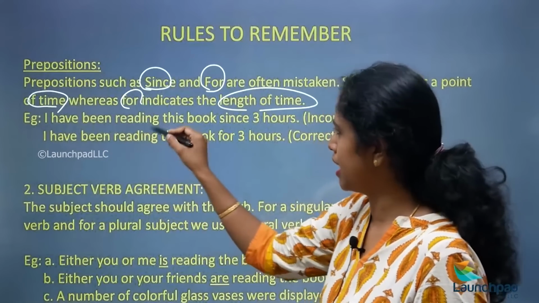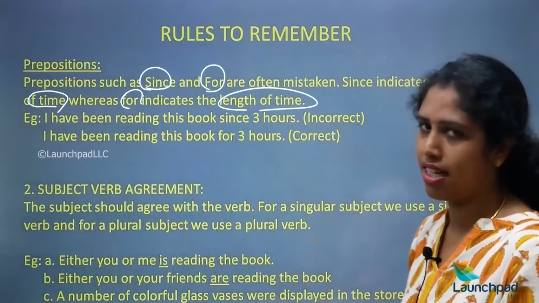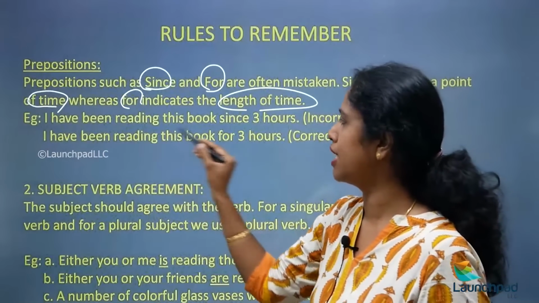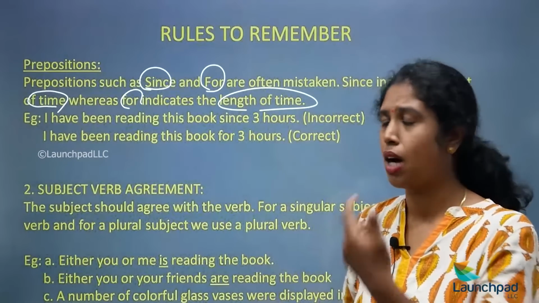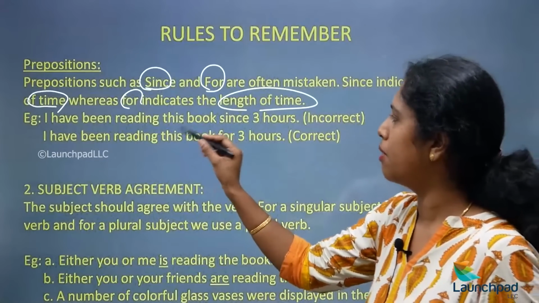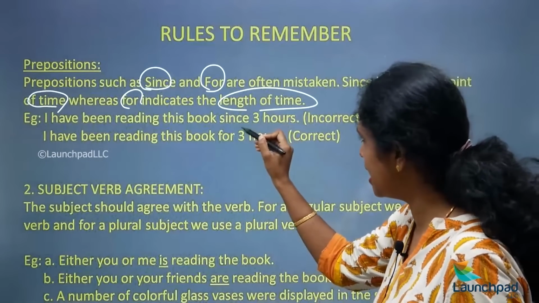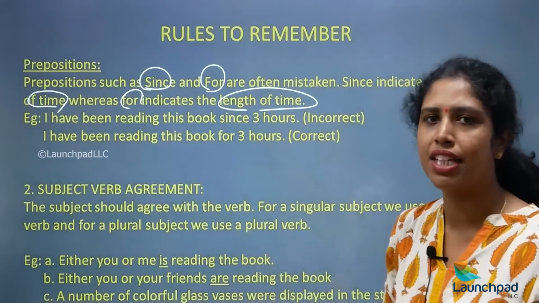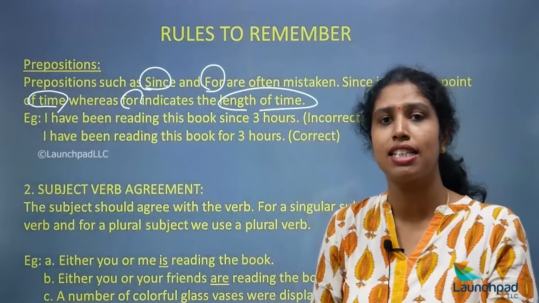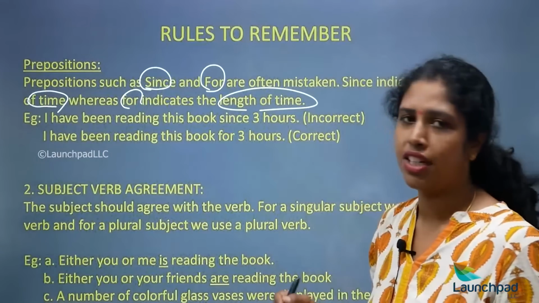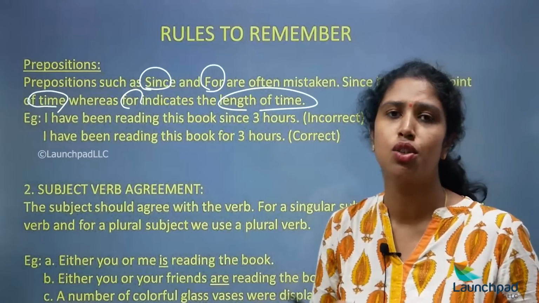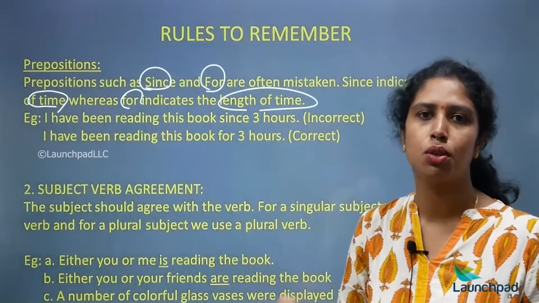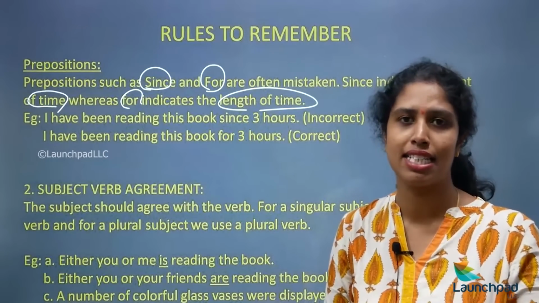See, "I have been reading this book since 3 hours." No, "I have been reading this book for 3 hours." Then if you have to use the word "since," how will that sentence be? "I have been reading this book since 8 a.m.," 11 a.m., 12 a.m. You have to tell the specific point of time. Alright, so this is the difference between "since" and "for." So we need to know which word should be used when, for us to identify the exact errors.